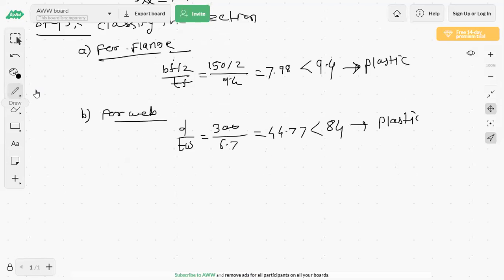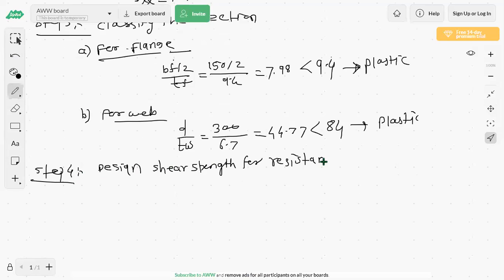Okay, so step number 3 is over. Now step number 4: design shear strength for resistance. So we have to calculate VDR.